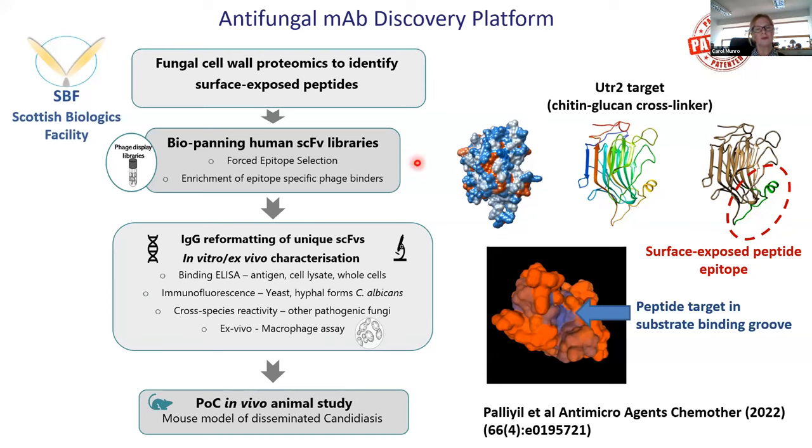So what we did was we took peptides against these targets, and we panned phage display libraries. These are human naive phage display libraries to find phage binders that could bind to the targets. And then we can reformat those phage antibodies into single chain antibody fragments and full monoclonal IgG molecules that we could then test and characterize in the lab, and finally do some animal studies.